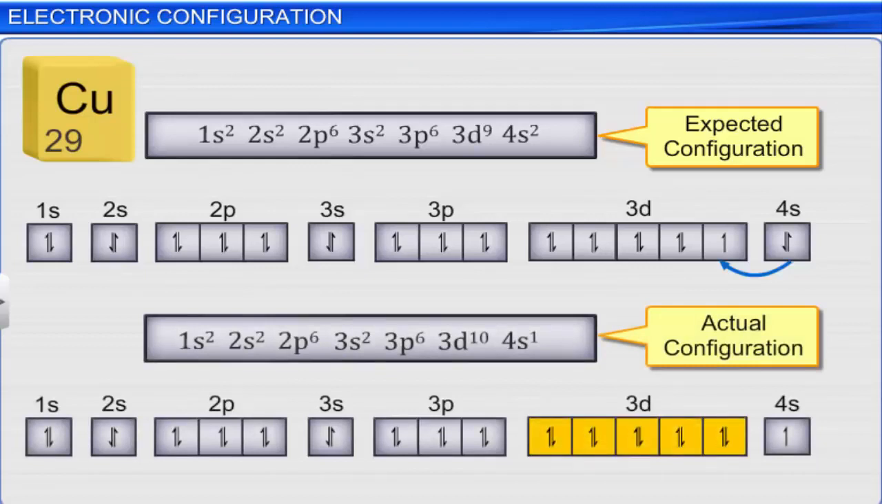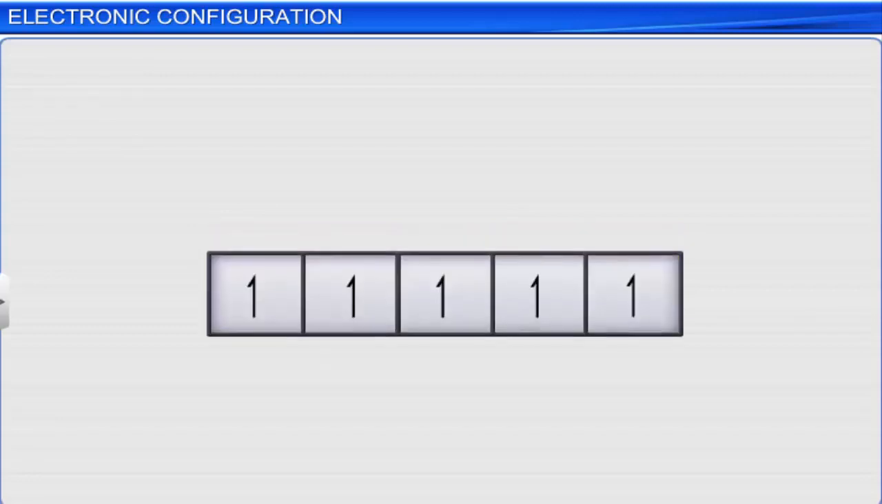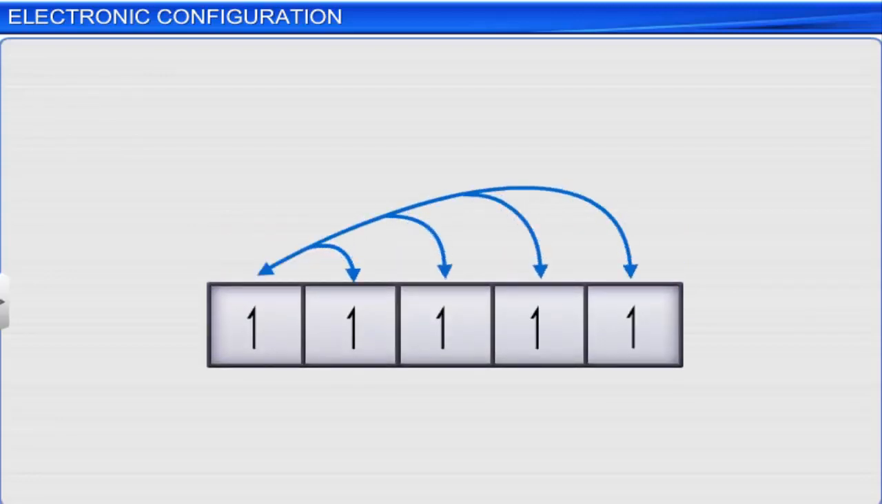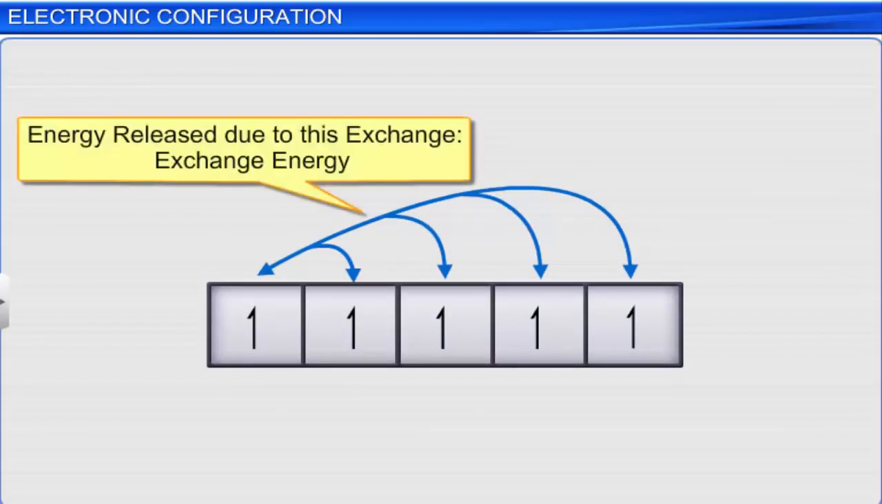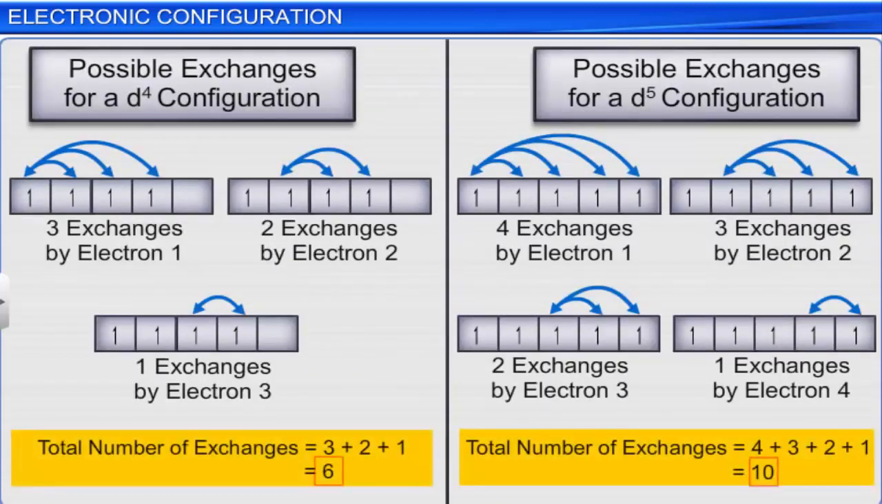Stability also occurs whenever two or more electrons with the same spin are present in the degenerate orbitals of a subshell. These electrons tend to exchange their positions, and the energy released due to this exchange is called exchange energy. The number of exchanges that can take place is maximum when the subshell is either half-filled or completely filled. As a result, the exchange energy and stability are maximum.